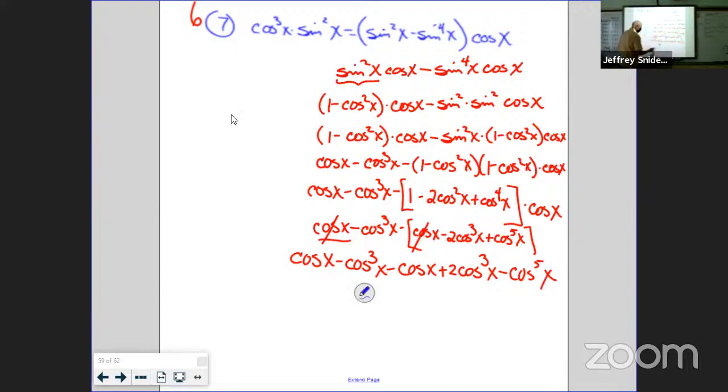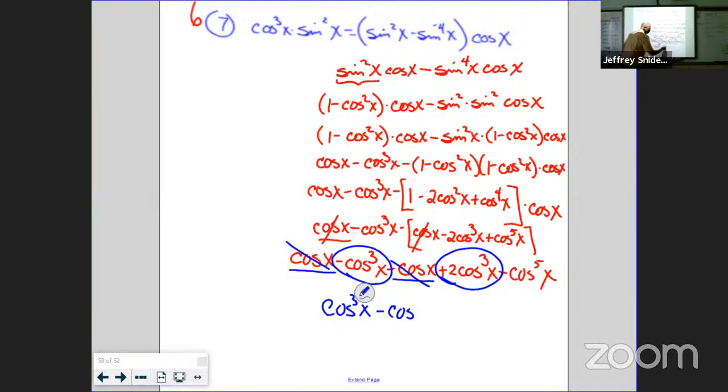So now we start combining. This and this canceled. This and this gives me a cosine cubed x minus a cosine to the what? 5th of x. Okay. Now what can I factor out of there? Cosine what? Cosine cubed. Cosine cubed x times 1 minus cosine squared x. Oh my gosh, what's 1 minus cosine squared x equal? Sine squared x.